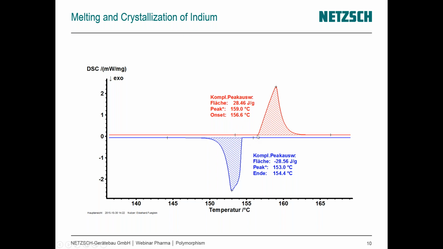This is just a pure metal, and it has a very clearly defined onset temperature, literature 156.7. We can see here the onset temperature of melting, again, as the intersection of the tangents of the baseline and this rise in the melting. This onset temperature of 156.6, so very close to literature here.